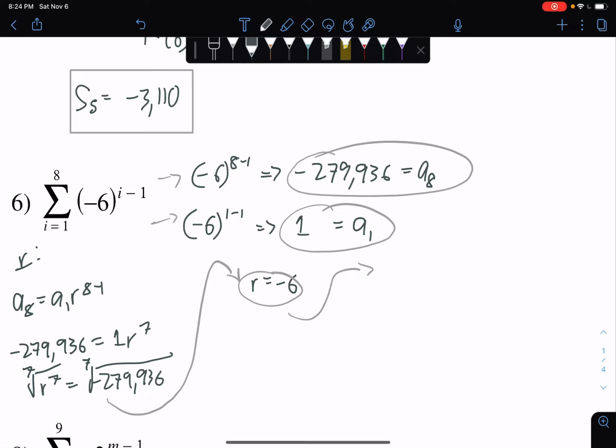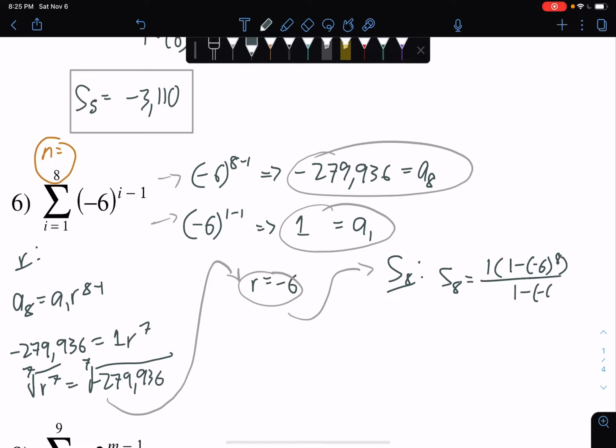Now, let's find s sub n. What is our n? N is equivalent to 8, the number above the sigma sign or symbol. So let's find s sub 8. S sub 8 is equivalent to a sub 1 times the quantity 1 minus r raised to 8 divided by 1 minus r. So basically s sub 8, place this entire thing in the calculator, and our answer will be negative 239,945.